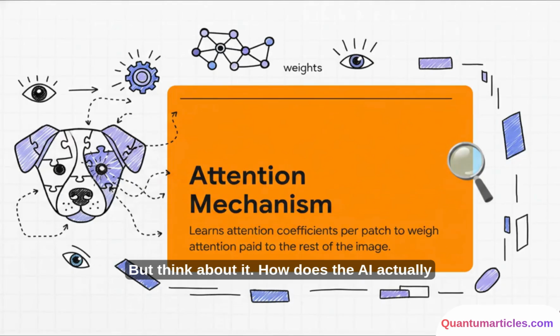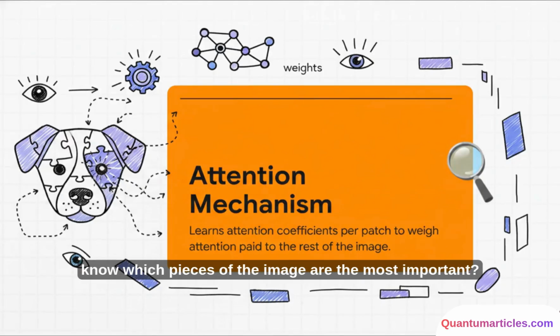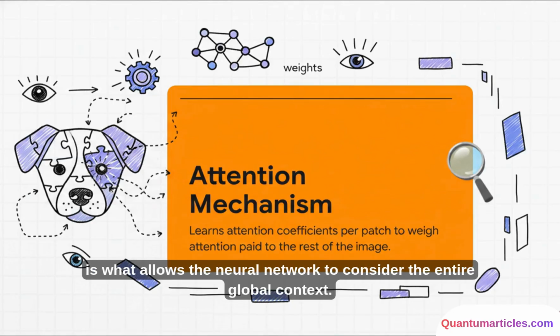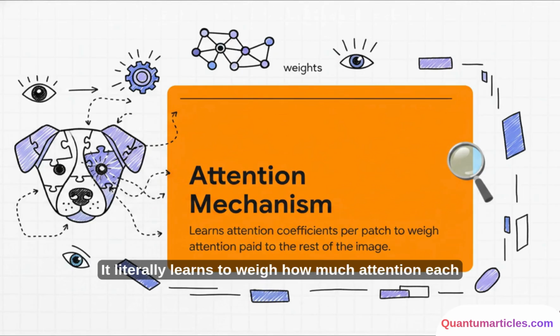But think about it. How does the AI actually know which pieces of the image are the most important? It uses what's called an attention mechanism. Instead of just looking at isolated pixels, this mechanism is what allows the neural network to consider the entire global context. It literally learns to weigh how much attention each individual patch should pay to the rest of the image.